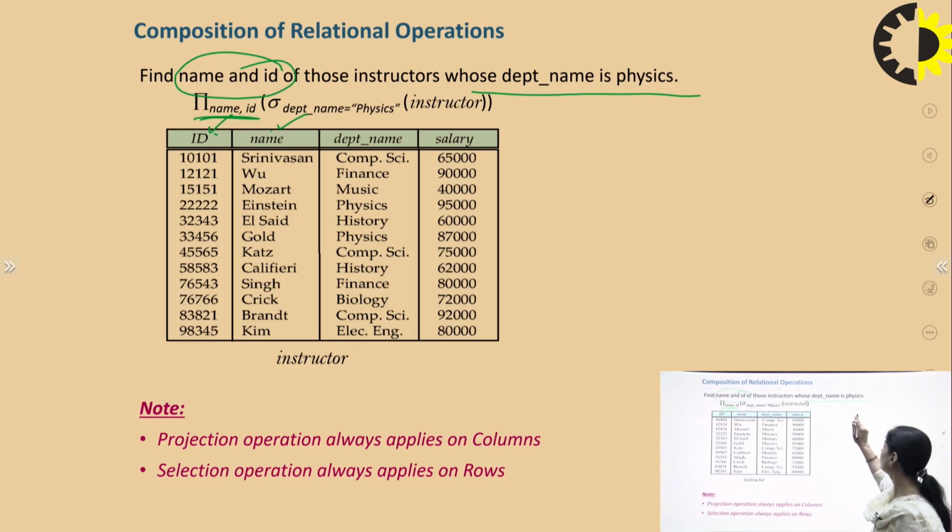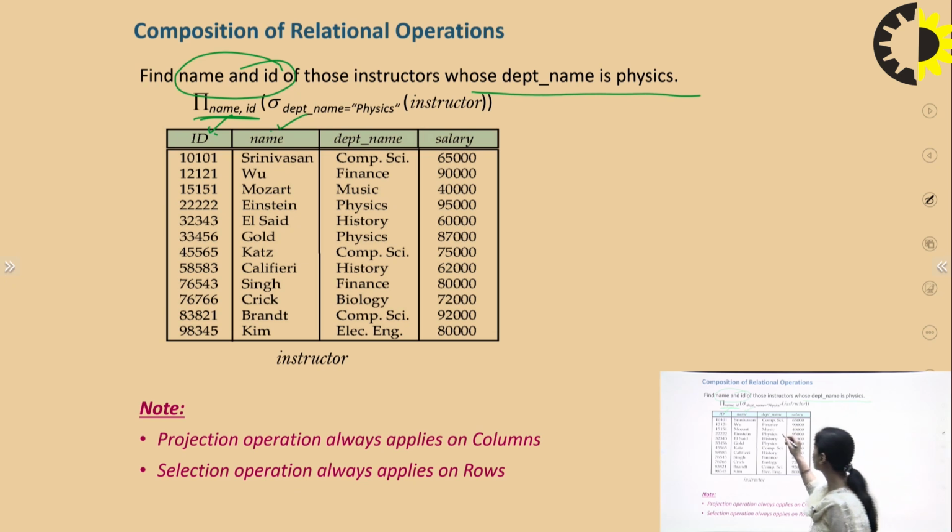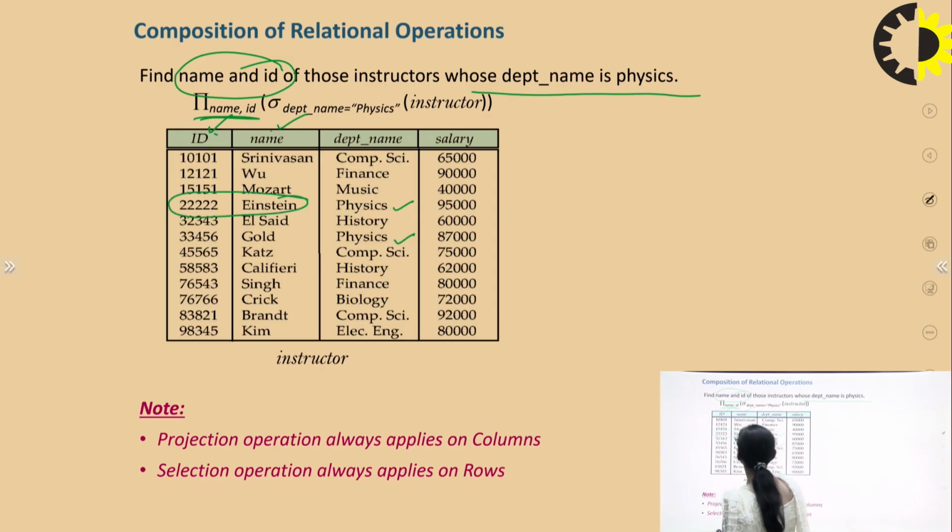So only those records where the department name is physics. The department name physics is these two. The result would be that only these two things will be displayed as a result for this query.